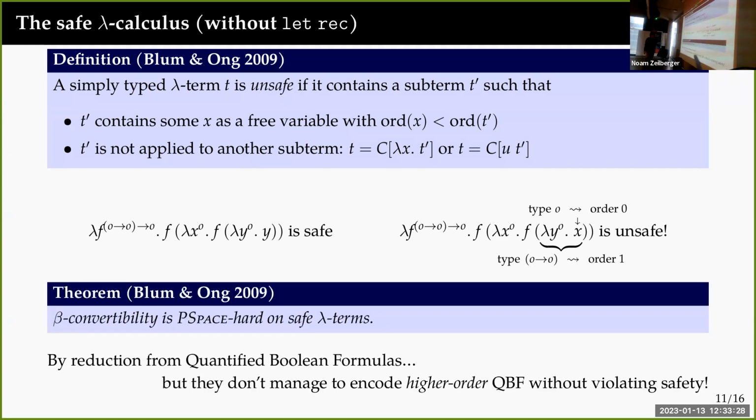Anyway, so Bloom and Ong say that β-convertibility is PSPACE-hard on safe lambda terms. They do this by reduction from quantified Boolean formulas, but they don't manage to encode higher-order Boolean formulas, what they showed before, without violating safety. So that's an interesting case where this strategy doesn't work anymore.